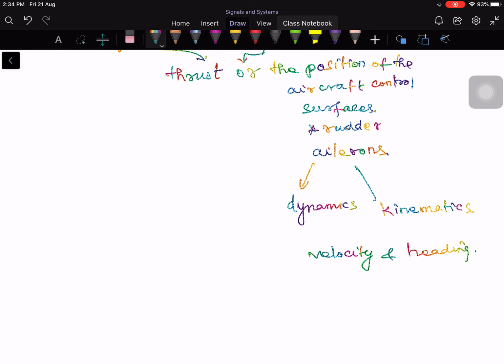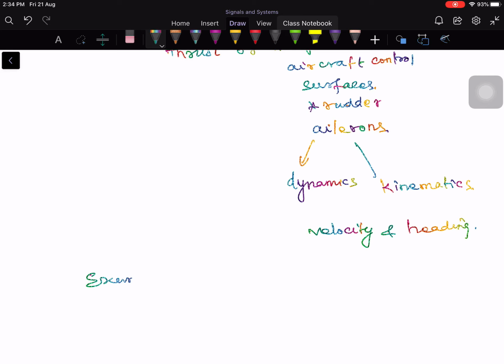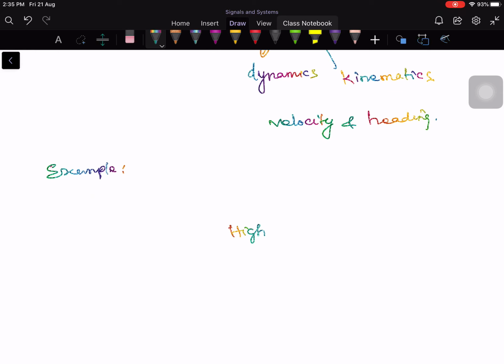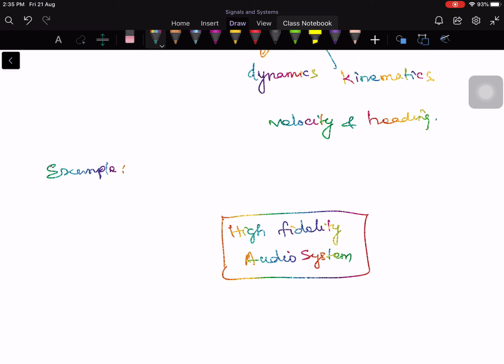So this is one example, and the second example is, suppose you have a high fidelity audio system. The input to the audio system is through a cassette or a compact disc. You have a cassette player or CD player, so the input is coming from this. The input signal represents music. The cassette output is a music signal, and from the CD also the output is a music signal, and that is given to the high fidelity audio system.